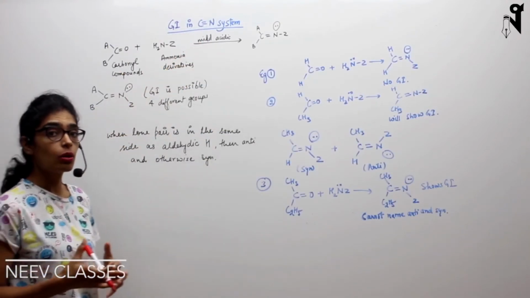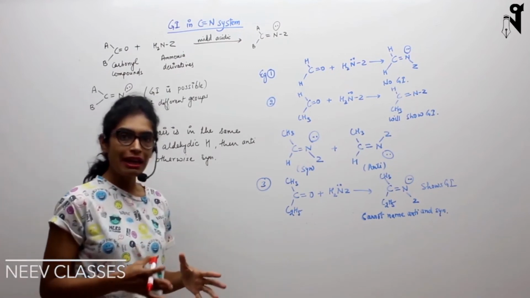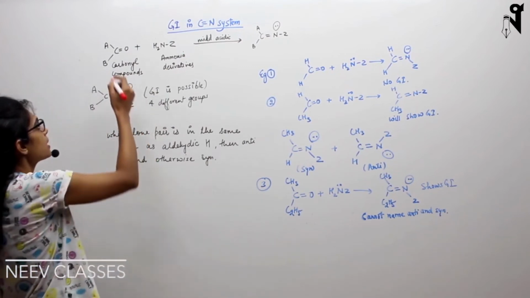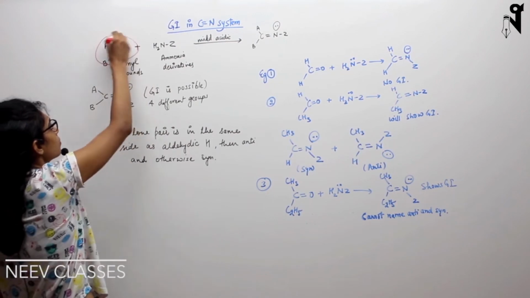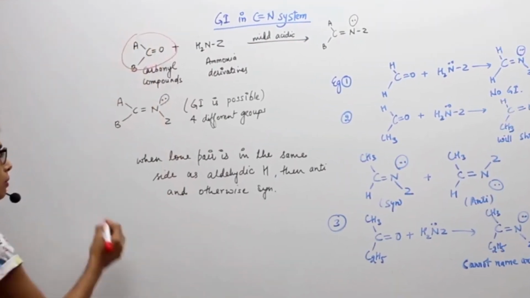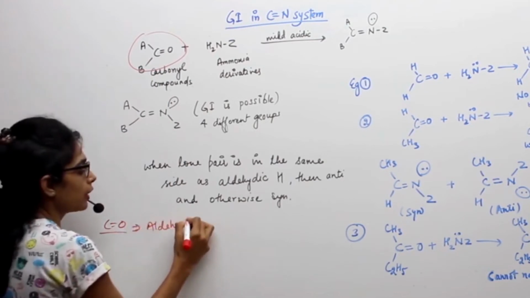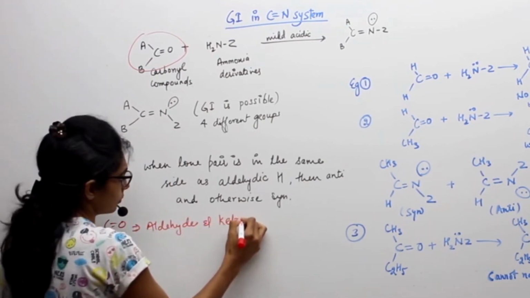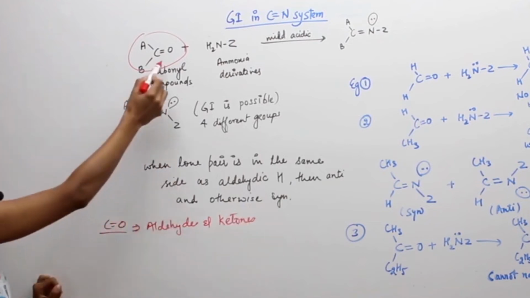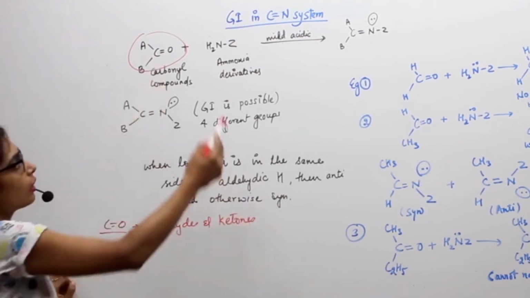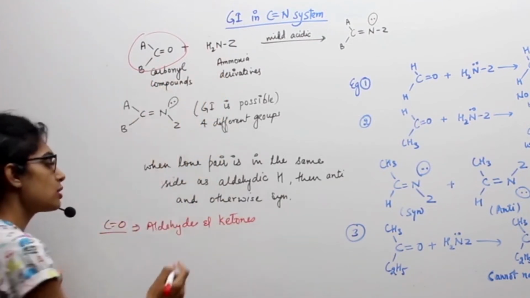First of all, we will understand how this carbon double bond nitrogen system forms, and then we will see GI in it. So basically, a carbonyl compound is the one which has carbon double bond oxygen. So basically all aldehydes and ketones come under this. Okay, so you have taken a carbonyl compound and you have reacted it with an ammonia derivative. NH3 is ammonia.